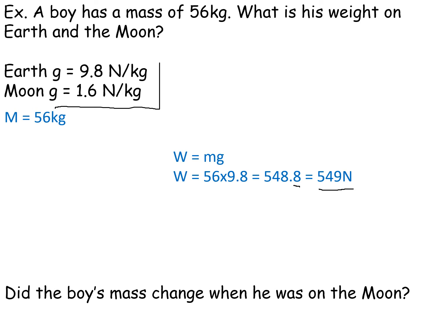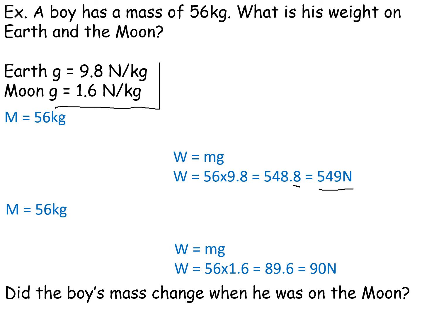What's the weight of the boy on the Moon? So we do the same calculation. But notice how we've swapped g for 1.6 because he's now on the Moon, and it's a lot lighter. Okay, it's a lot smaller. Now, if we look at the two answers, you can see his weight is different because on the Earth it's heavier than it is on the Moon.